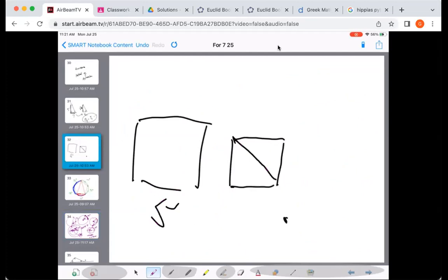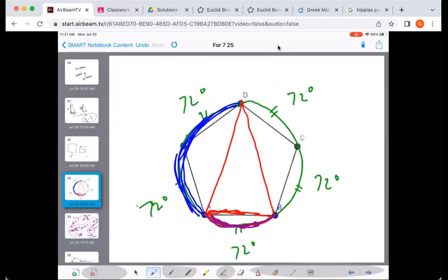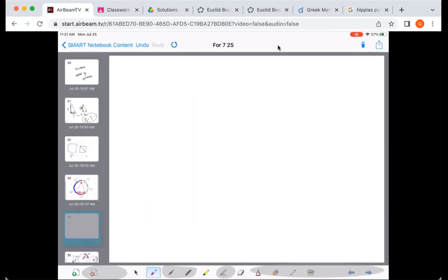Back to here. So what this means is that this angle here is a 36-degree angle. It's half of 72. And this angle here is 72 degrees because it's half of 144. And this angle here is half of the other 144, which is also 72. That triangle is very important in the history of math. It's called the 36, 72, 72 triangle.